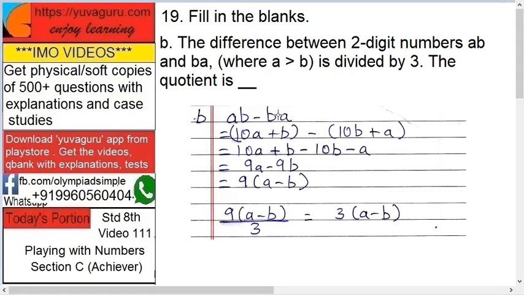Okay. Now this difference is divided by 3. So first find the place values of all these. So it becomes 10A plus B, similar to the earlier one, minus 10B plus A, right? Then solve the brackets. 10A plus B minus 10B minus A, that is 9A minus 9B, 9 into A minus B. Now that is divided by 3, right? So 3 ones are 3, 3 threes are 9, so 3 into A minus B is the quotient. So that is the required answer.